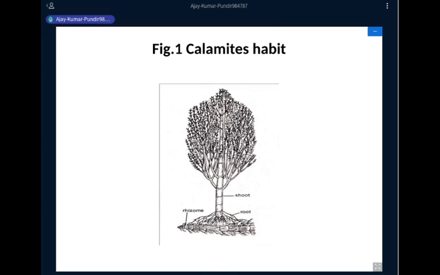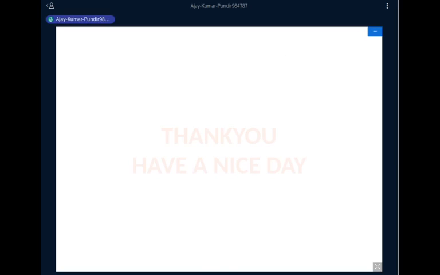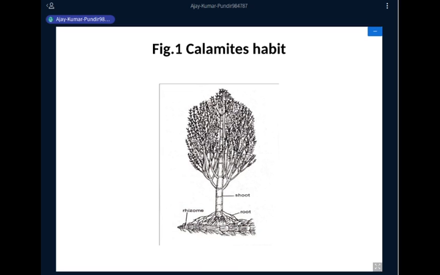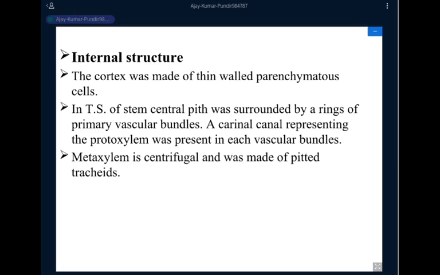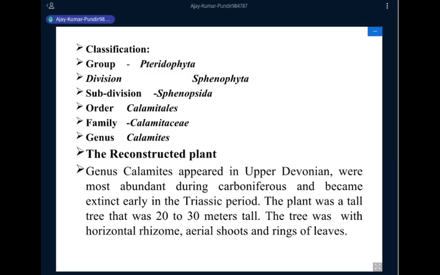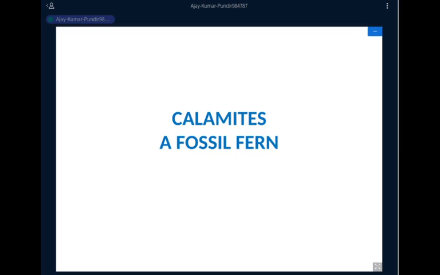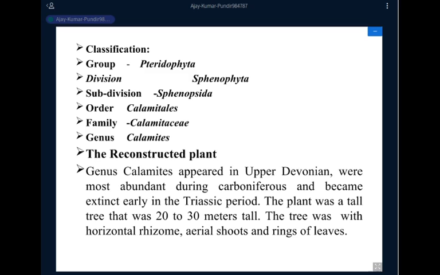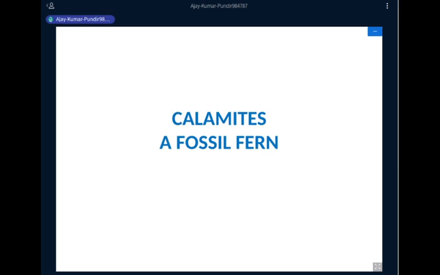This is the information about the Calamites which we have from the fossil plant. In fossil plants, we don't have a lot of information about the plant. So this is the finishing of a very important genus of your syllabus, which belongs to division Sphenophyta. Thank you very much.